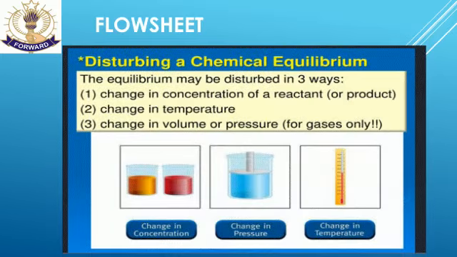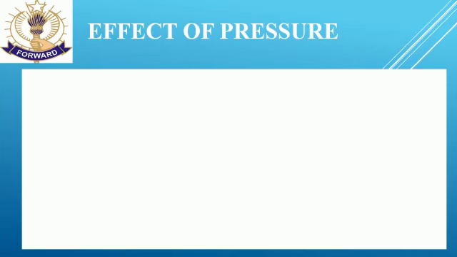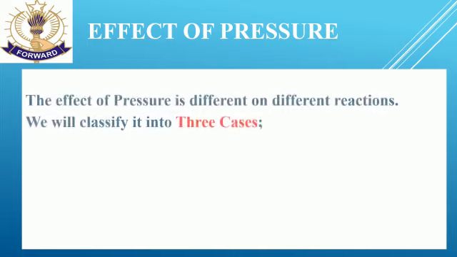Here we have the flow sheet. You can clearly see that the flow sheet shows all the three conditions. If we disturb these conditions, we will disturb the equilibrium constant. Dear students, we will discuss the first factor, that is effect of pressure.